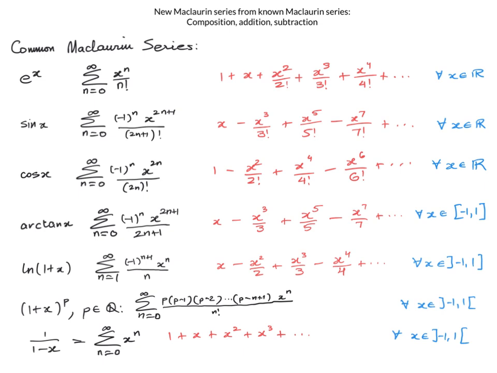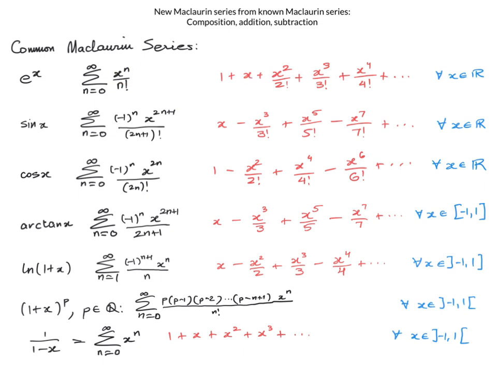So first of all, here's a list of some common Maclaurin series. A lot of these are on the IB formula sheet. Not all of them, and I'll point that out. So the first is e to the x. It turns out that e to the x can be modeled by the sum as n goes from 0 to infinity of x to the n over n factorial.